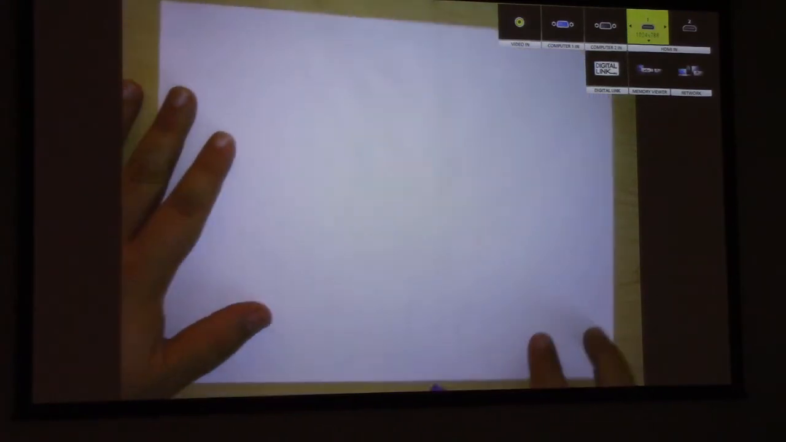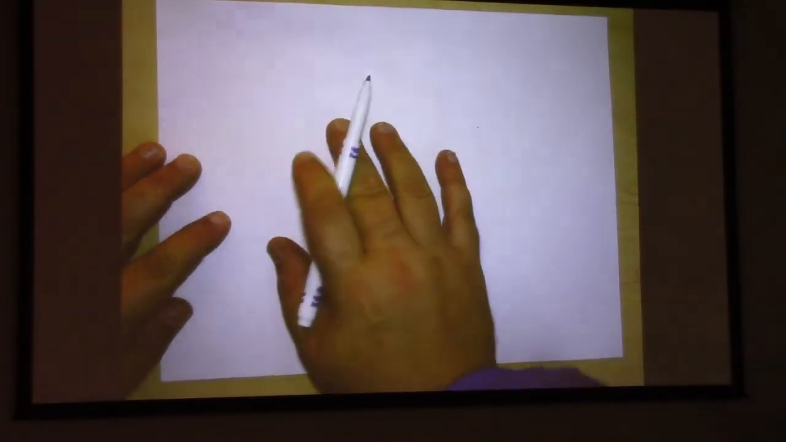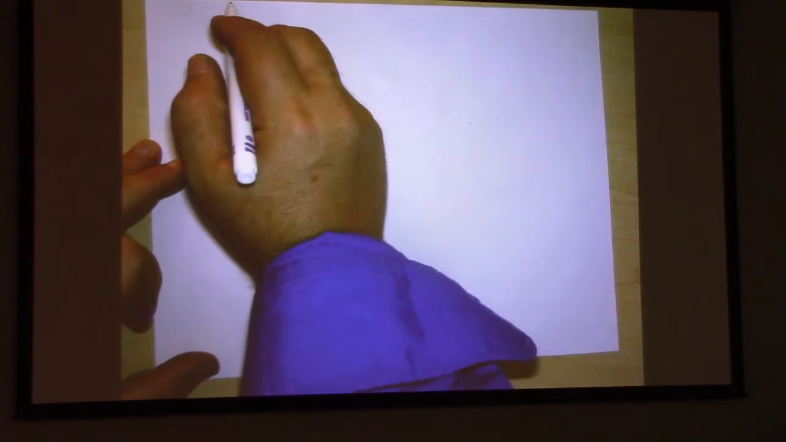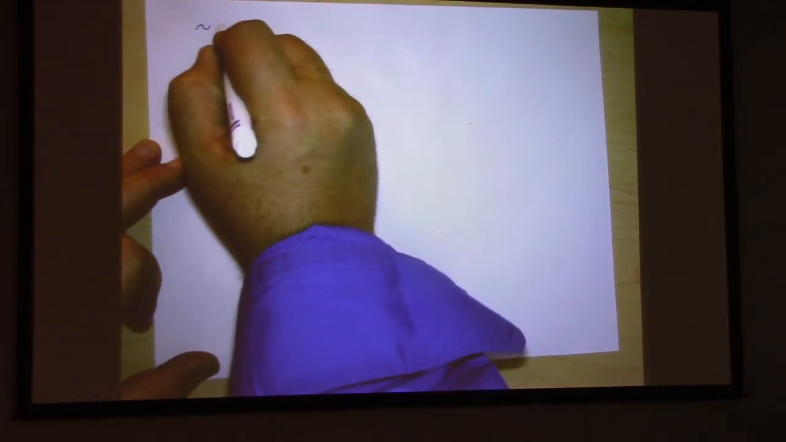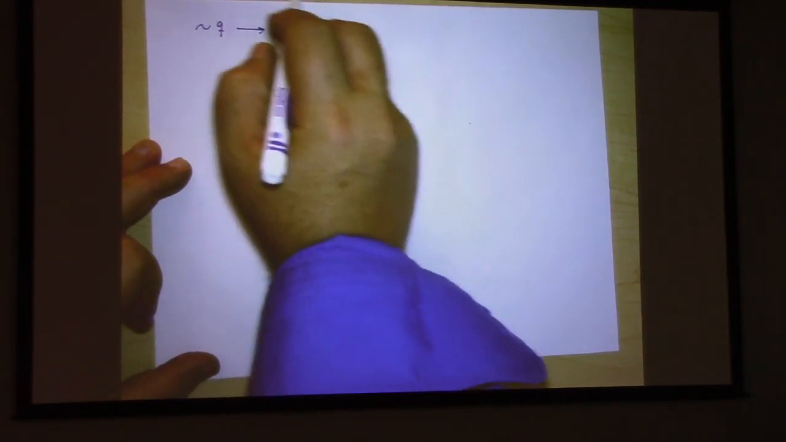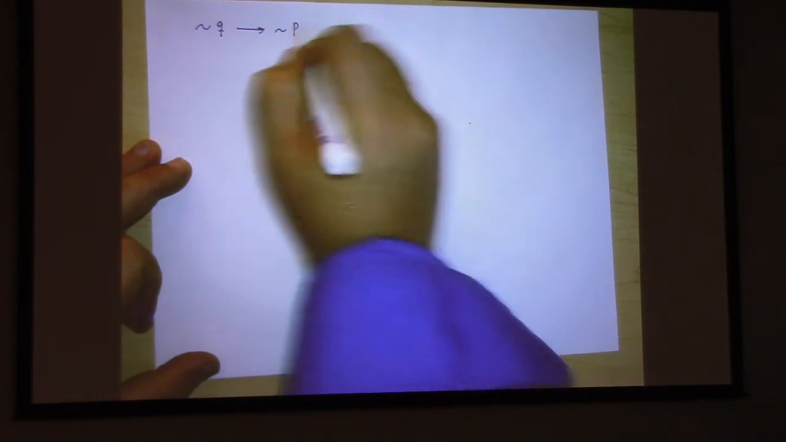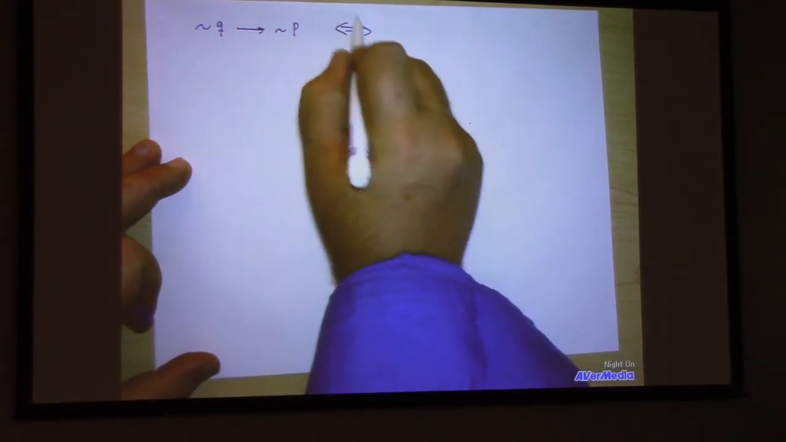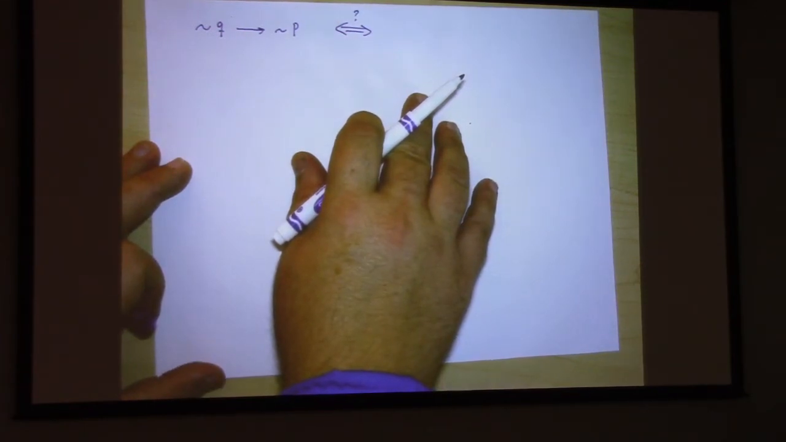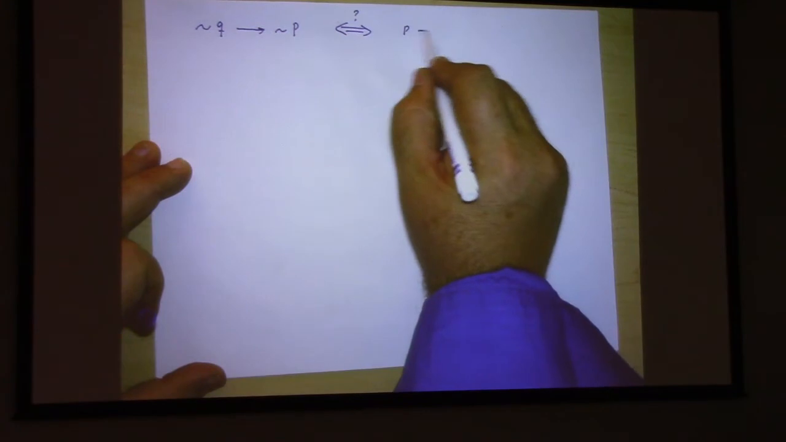All right, so let's do this. We're trying to do the truth table for not Q implies not P. The question is, is this equivalent to P implies Q, like this?